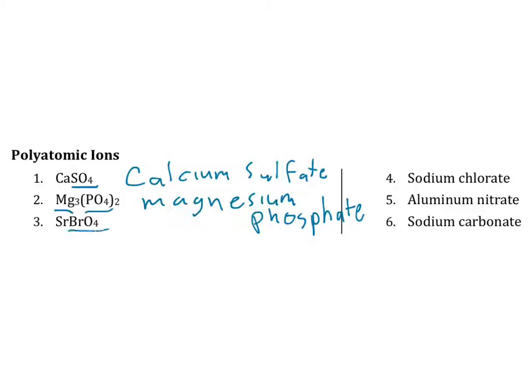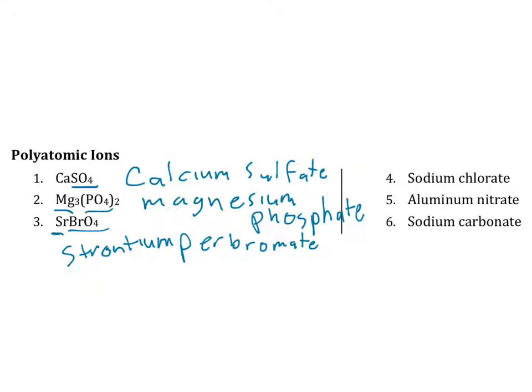Then we have strontium. And then BrO4 is perbromate, sorry. And there we go. So that's the naming of it. So you just name the first part, and then you name whatever the polyatomic ion is.